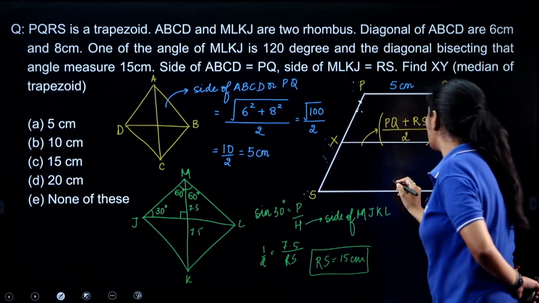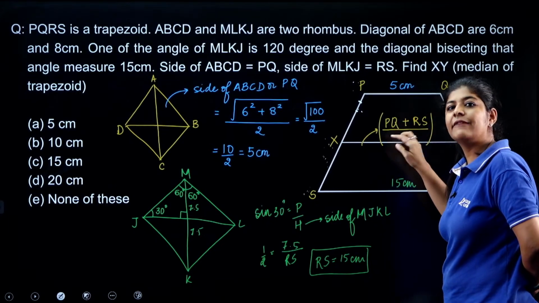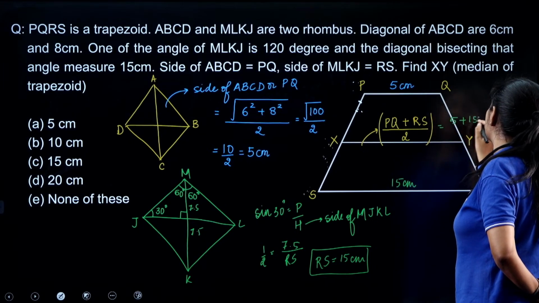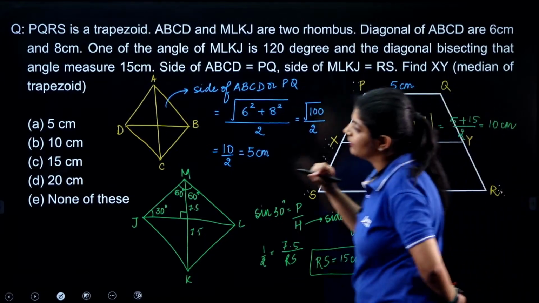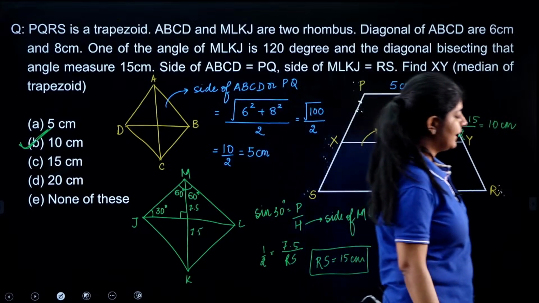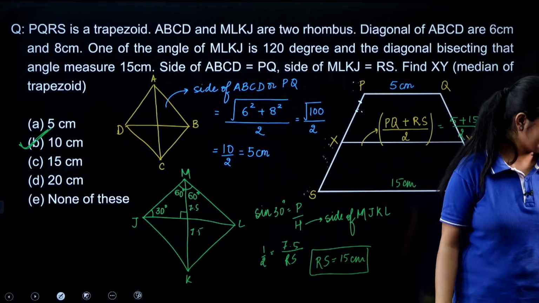Now as you got both the values, all you need to do is simply add them and divide by 2. So here we are getting (5 + 15)/2, and our answer is 10 centimeter. Option number B is the correct one. It is quite easy, right?